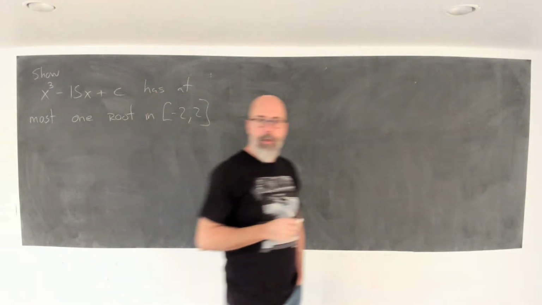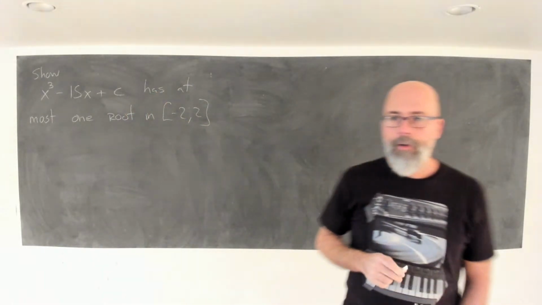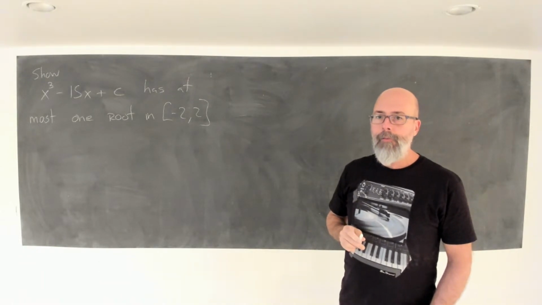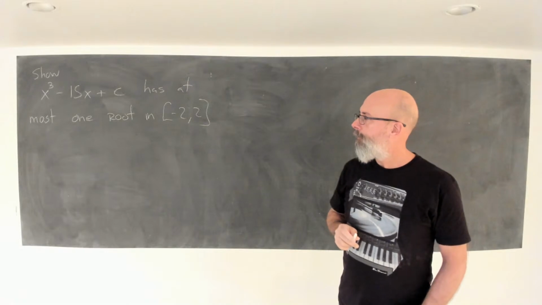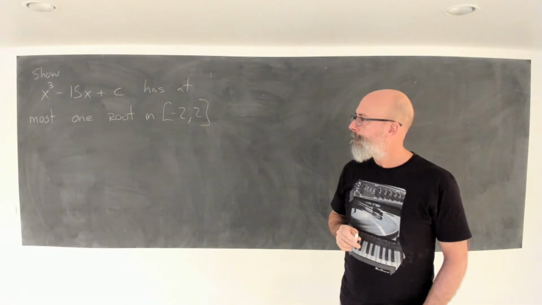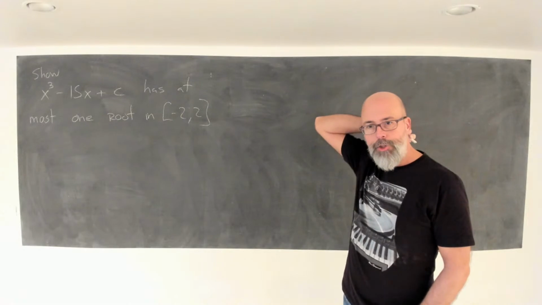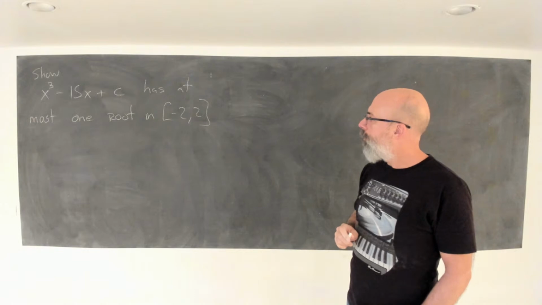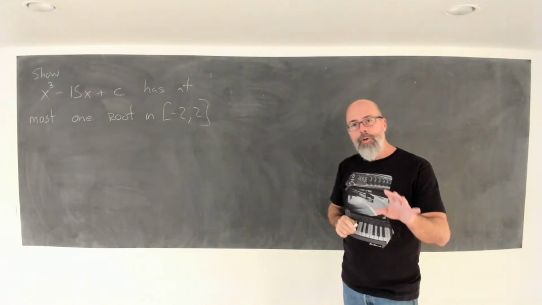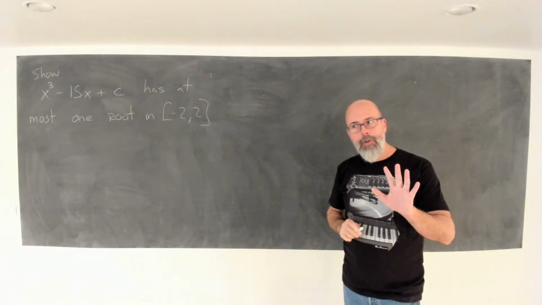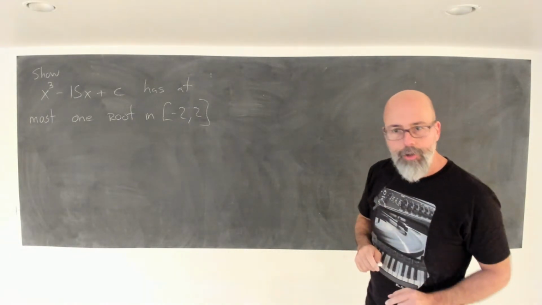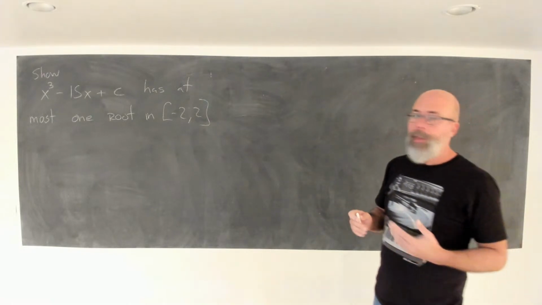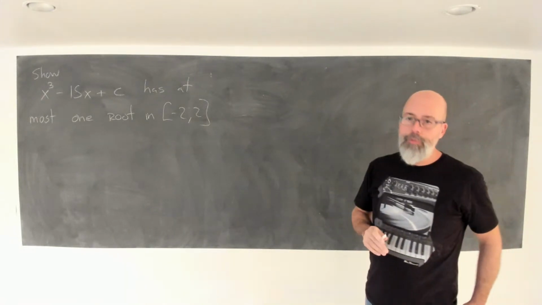Let's try this question out. Show that this function has at most one root in the interval -2, 2. Notice that it's easy to read too much into that. They're not asking you to show there is a root. There might not be a root. It's asking you to show there's at most one root.